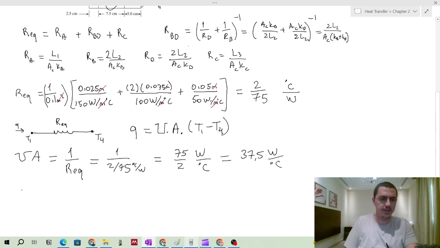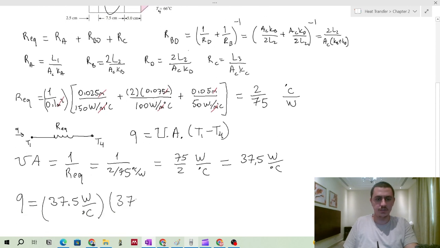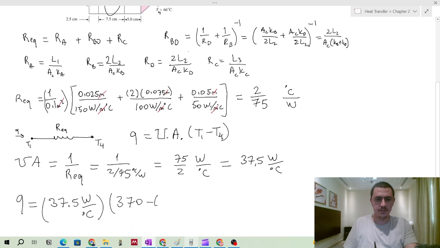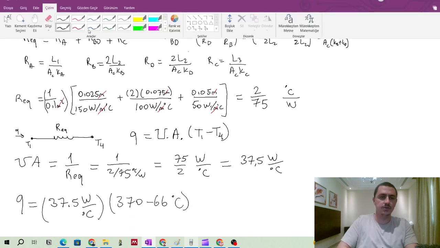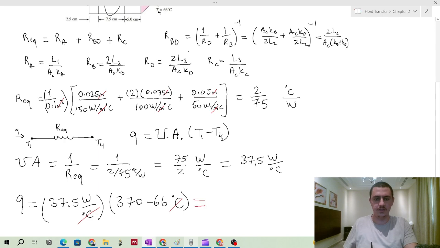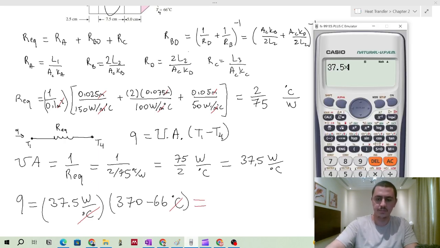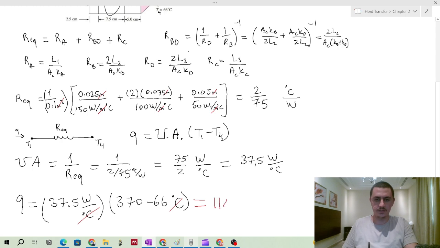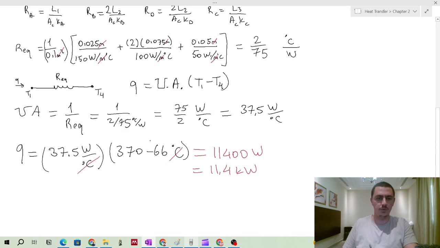So since you know UA, you can say now 37.5 watt per degrees of Celsius multiplied by the temperature change, which is 370 minus 66 degrees of Celsius. You see here also degrees Celsius will cancel each other. Then we get 11,400 watts or 11.4 kilowatts. Okay, this is the heat flow.